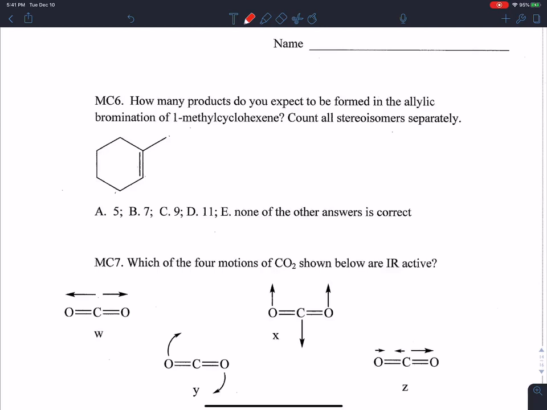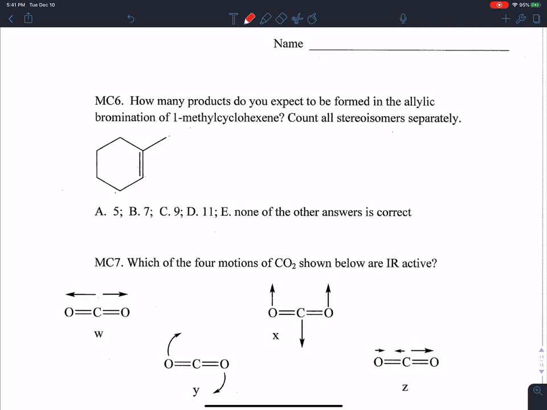Count all stereoisomers separately. Okay. So I would get, let me think about this. 1, 2, count all stereoisomers. So I would get 1, 2, 3, 4.